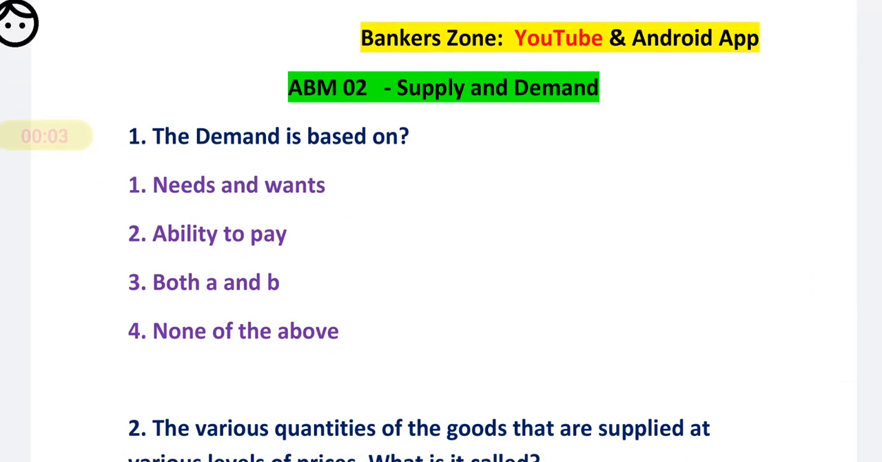Hello friends, here we are going to discuss the Advanced Bank Management Chapter 2 Supply and Demand MCQs. So friends, let's start with the first MCQ.